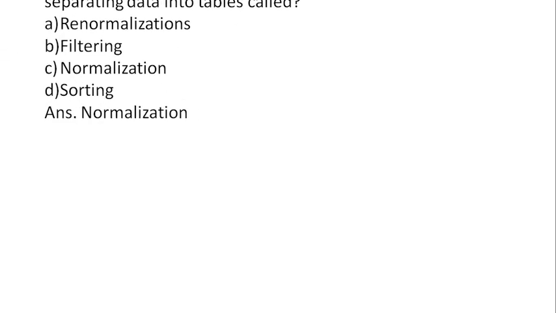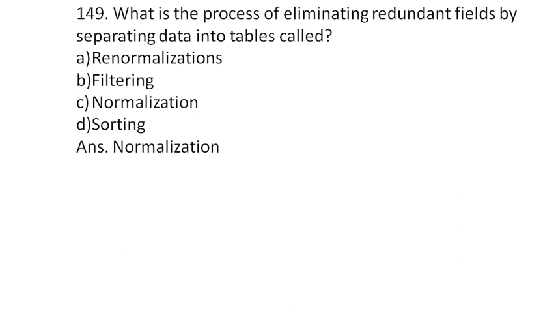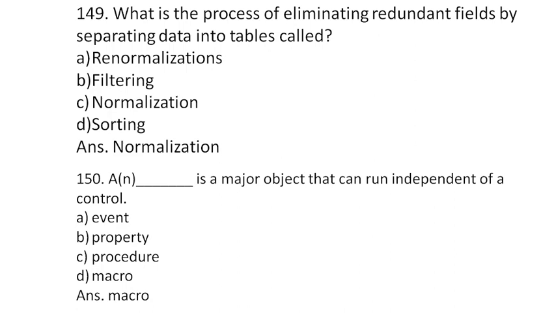Next, what is the process of eliminating redundant fields by separating data into tables called? The answer is normalization. And lastly, a dash is a major object that can run independent of a control. The answer is macro.